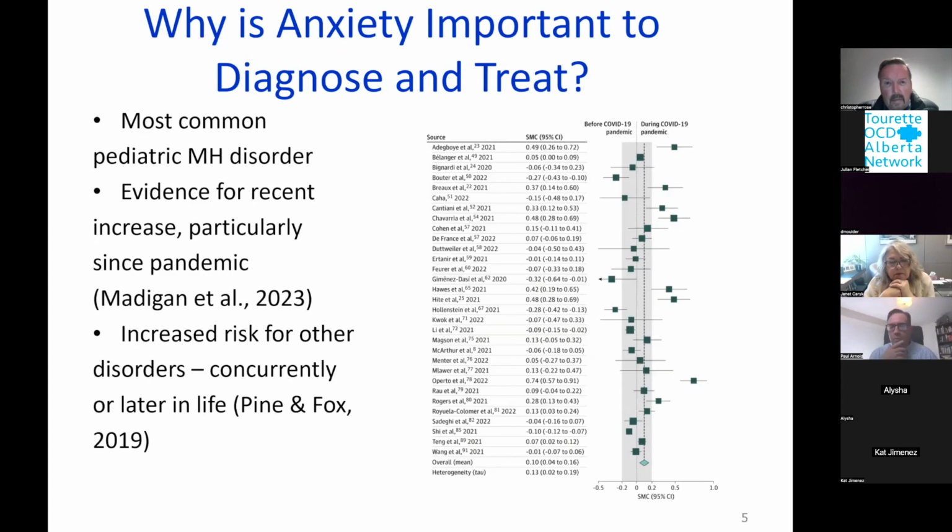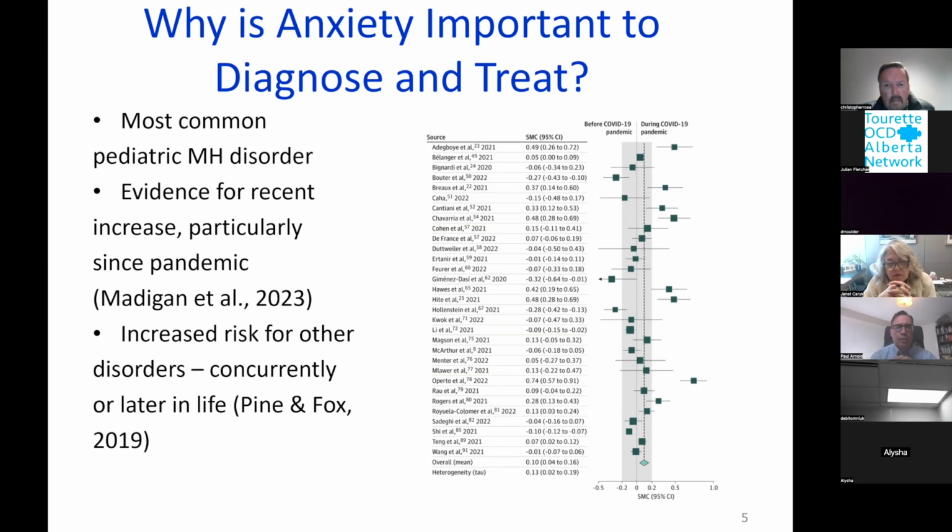Before beginning into the actual diagnoses, I thought I would highlight why anxiety is so important. I'm guessing I'm speaking to the choir. Many of you are clinicians who would see this daily in your clinical practice, but it's worth thinking about that anxiety disorders are the most common pediatric mental health disorders as a group. They tend to overlap, as you'll hear a lot, but collectively they're the most common pediatric mental health disorder.